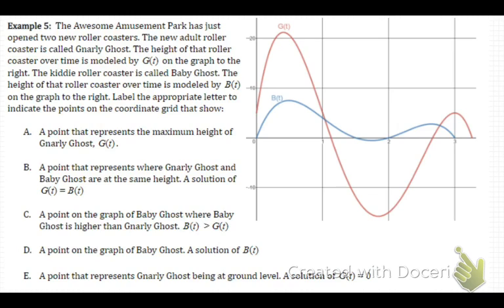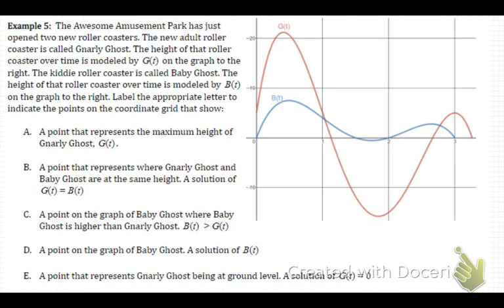Awesome amusement park has just opened 2 new roller coasters. The new adult roller coaster is called Gnarly Ghost. The height of the roller coaster over time is modeled by G of T on the graph to the right. The kiddie roller coaster is called Baby Ghost. The height of the roller coaster over time is modeled by B of T on the graph to the right. Label the appropriate letter to indicate the points to the coordinate group that show.